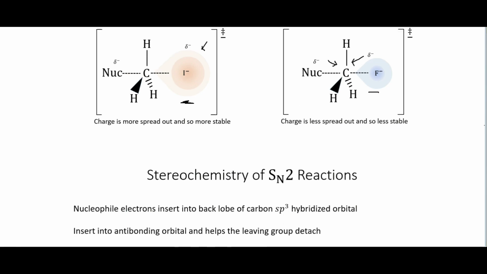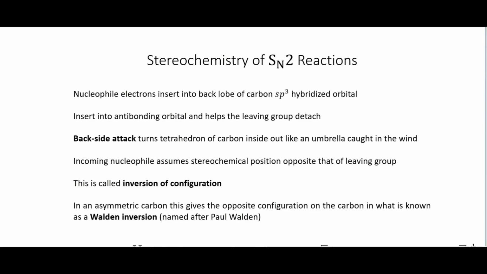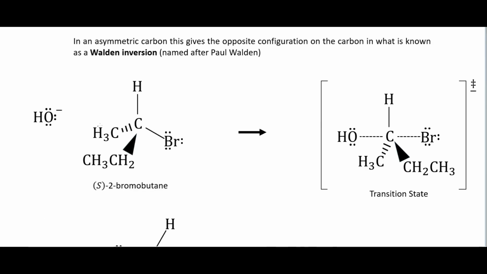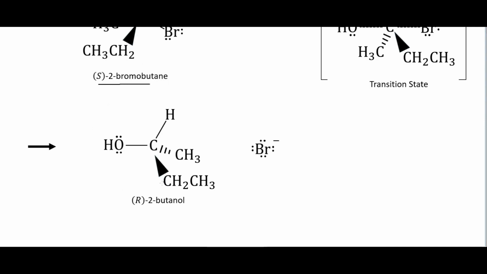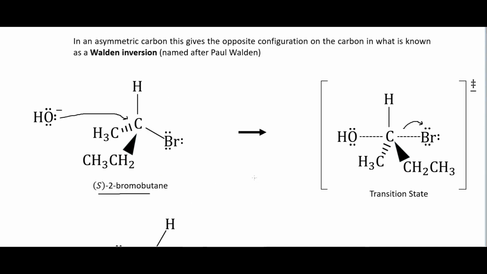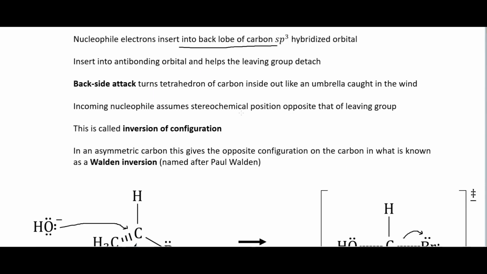One thing you may have noticed as I was going through this is the stereochemistry of the SN2, where we are inverting this. We see this hydroxide coming at that carbon, and it bonds there. This bromide is going to leave. And so we actually inverted this right here. We went from S-2-bromobutane to R-2-butanol. The nucleophile electrons insert into that back lobe of the carbon sp3 hybridized orbital.